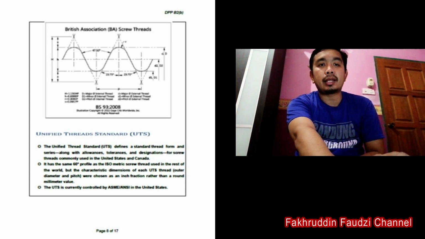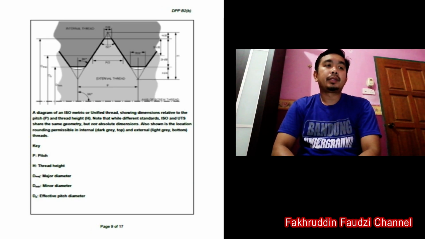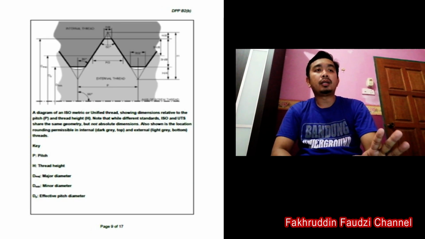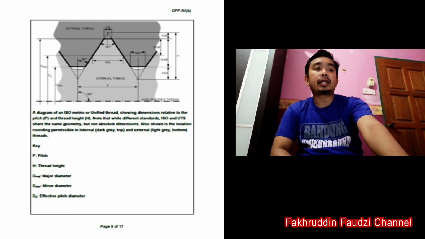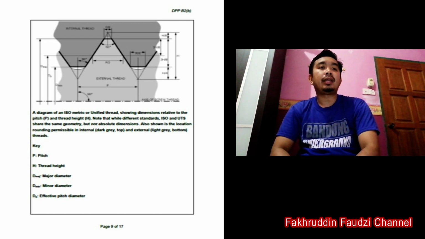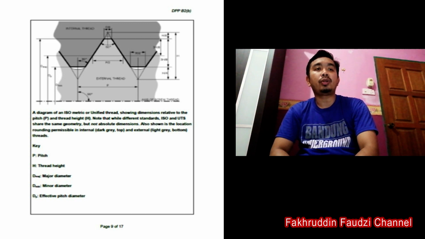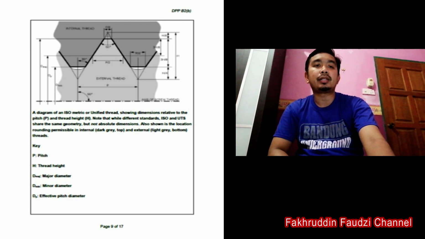Biasa dia pelik sikit kalau USA kan, yang pelik sikit lah daripada lain. Okay, so boleh tengok kat sini dia punya gambar rajah design dia for UTS standard. Okay, kita tahu a diagram of ISO metric or unified threads showing dimensions relative to the pitch and the thread height. Okay, note that while different standards ISO and UTS share the same geometry but not absolute dimensions, also shown is the location of rounding permissible in the internal dark grey top and external light grey top threads. Okay, boleh tengoklah kat sini.